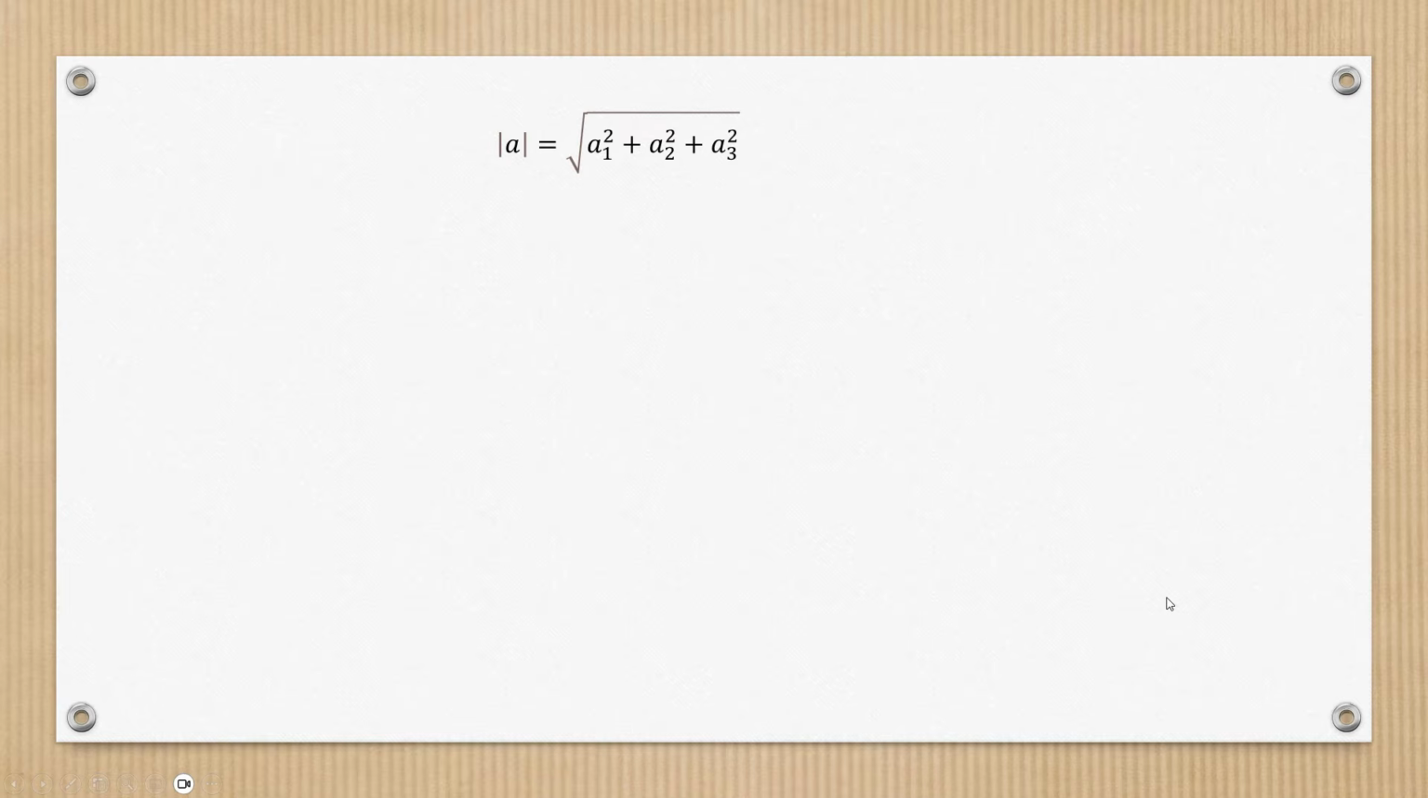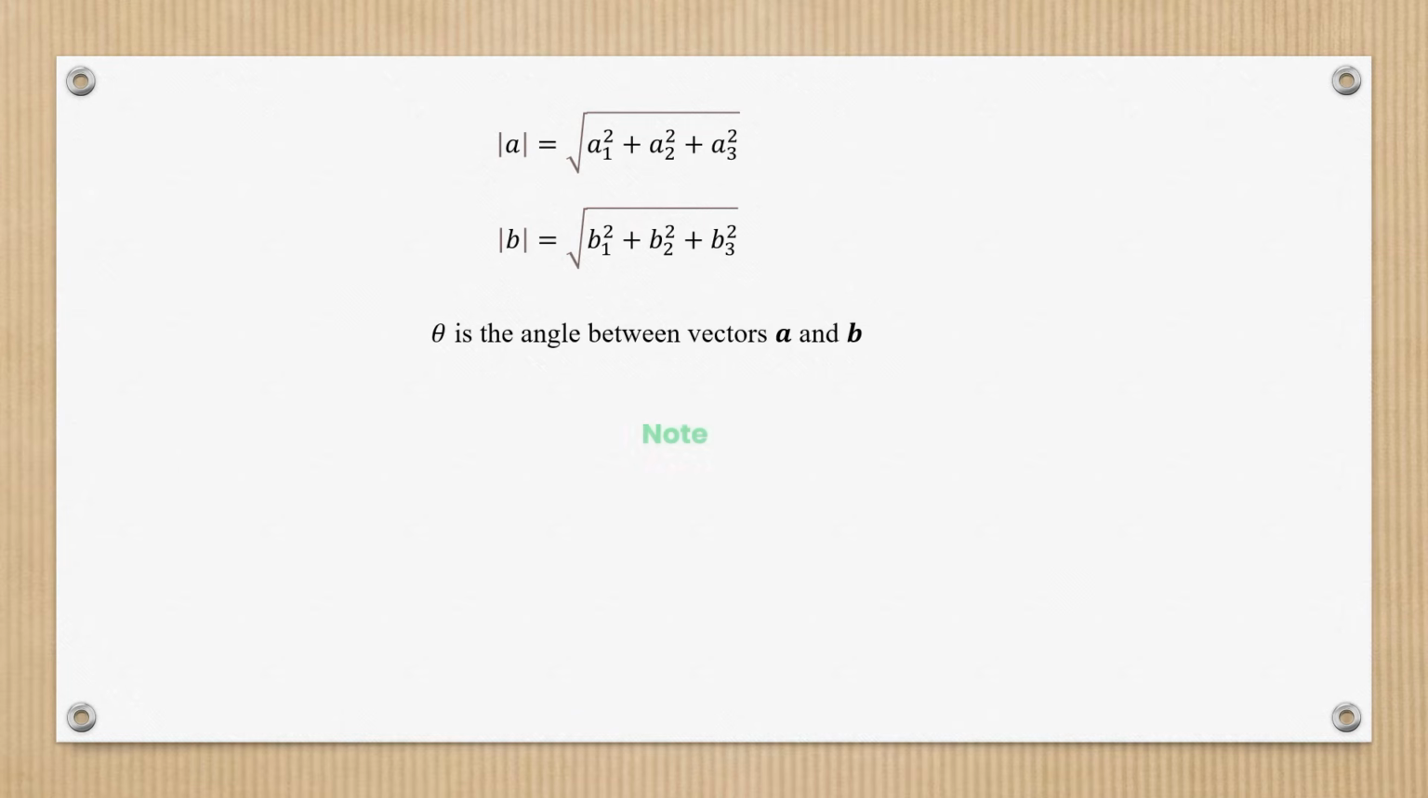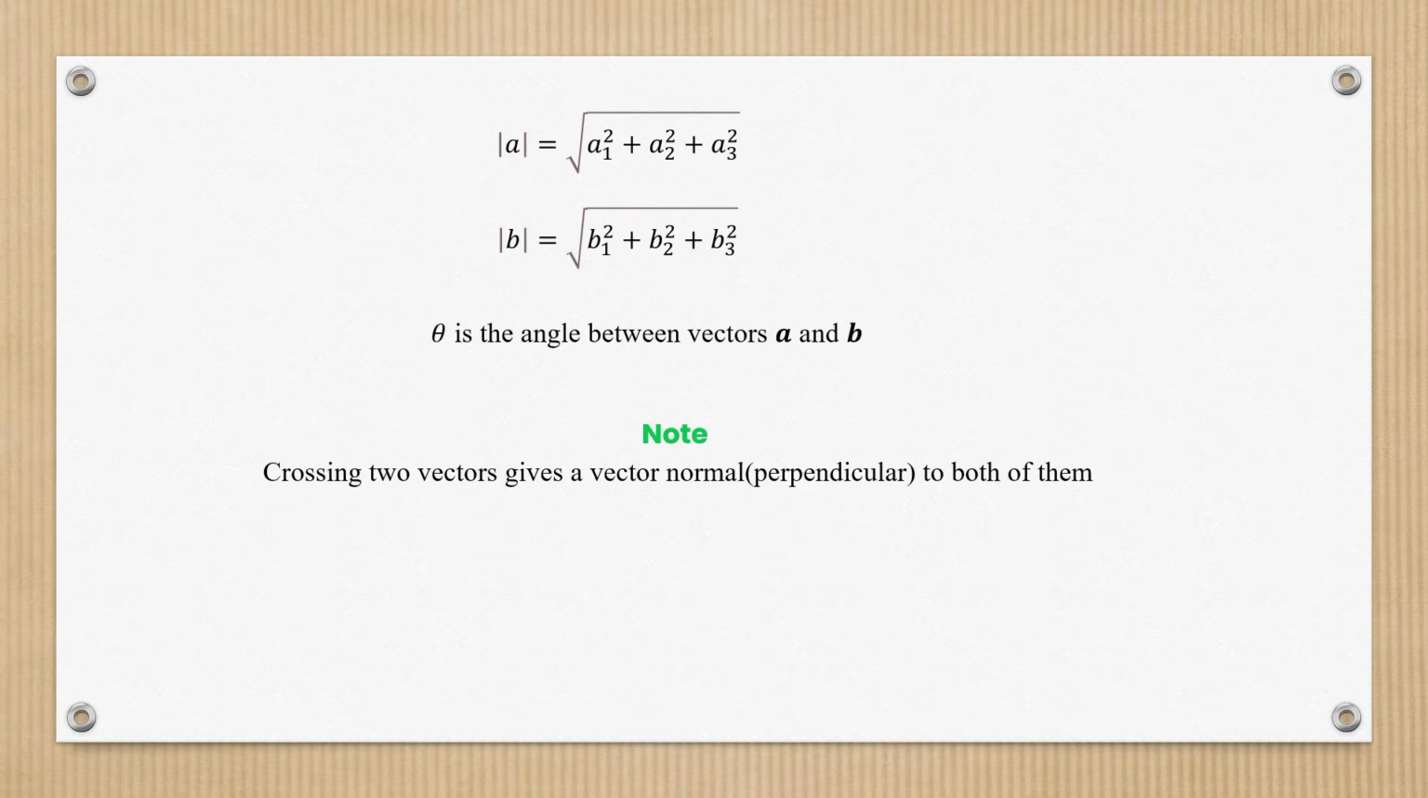And then we definitely remember how to find the magnitude of a. That's the formula, and that's also how we find the magnitude of b. And then theta is the angle between the vectors a and b. Now there is something very important to note. The determinant actually gives the components of a vector that is perpendicular to both a and b. So crossing two vectors gives a vector normal, perpendicular to both of them.